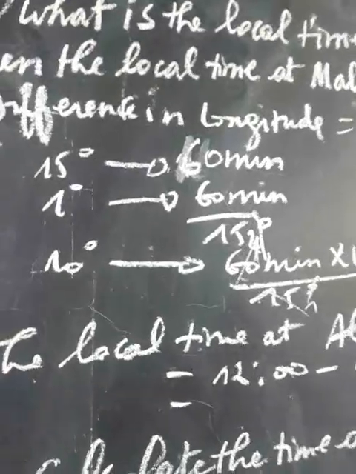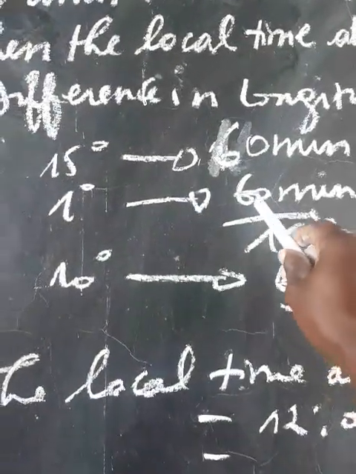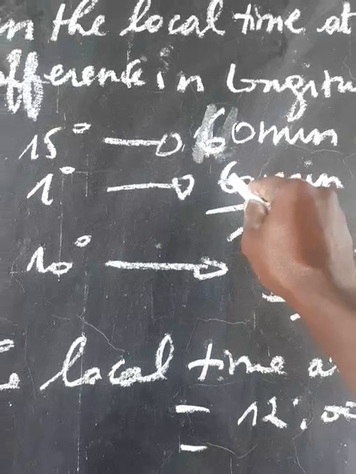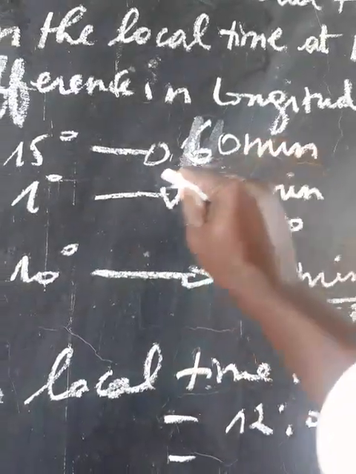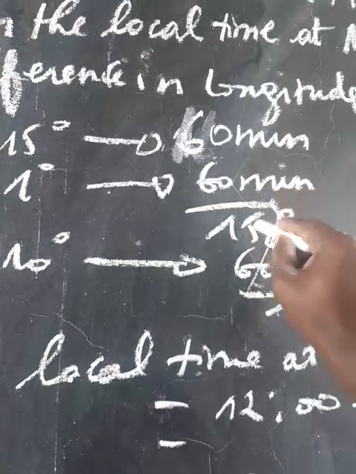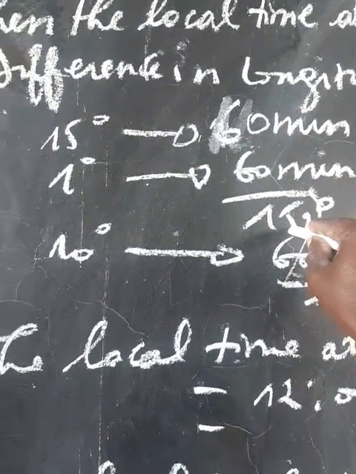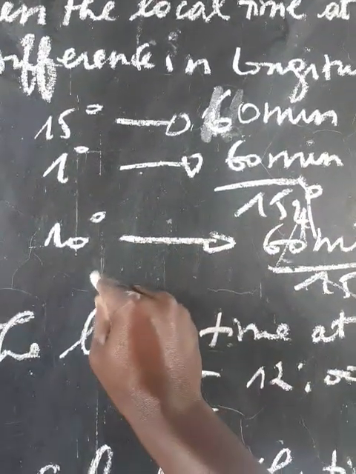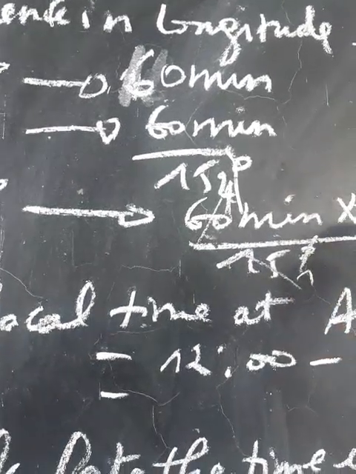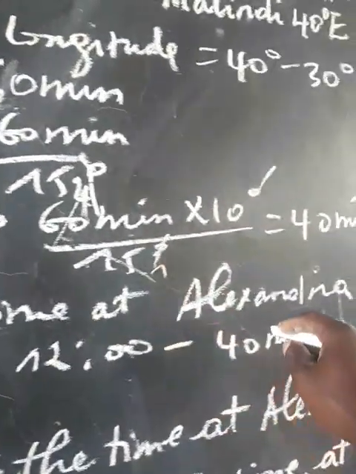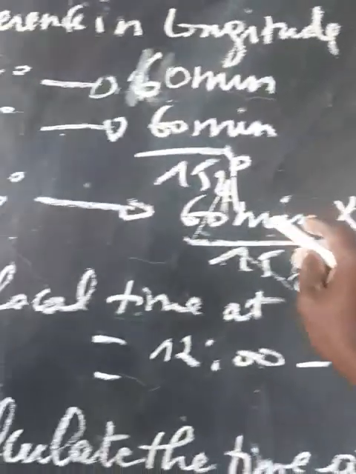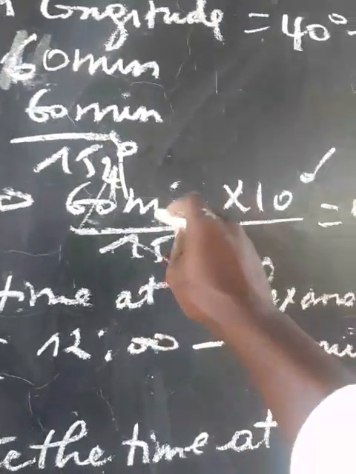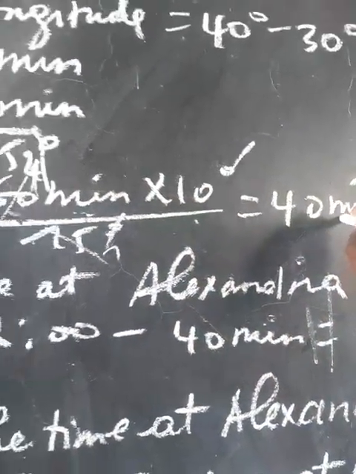And then when we are finding the time, 60 minutes must appear on this side. 15 degree is equal to 60 minutes, and 1 degree is equal to 60 minutes over 15 degree, and 10 degree is equal to 60 minutes times 10 degree over 15 degree, which is equal to 40 minutes. We simplify 60 by 15, we get 4. 4 times 10 is equal to 40 minutes.